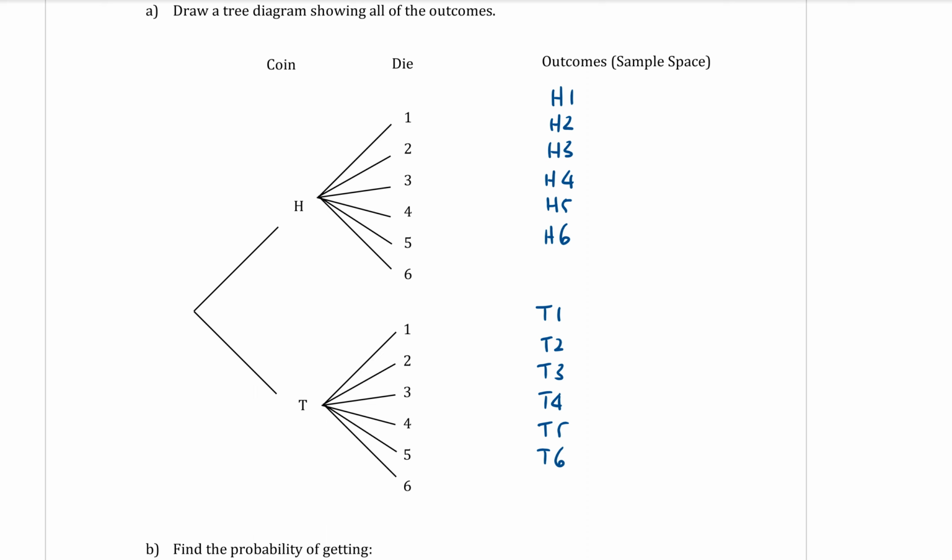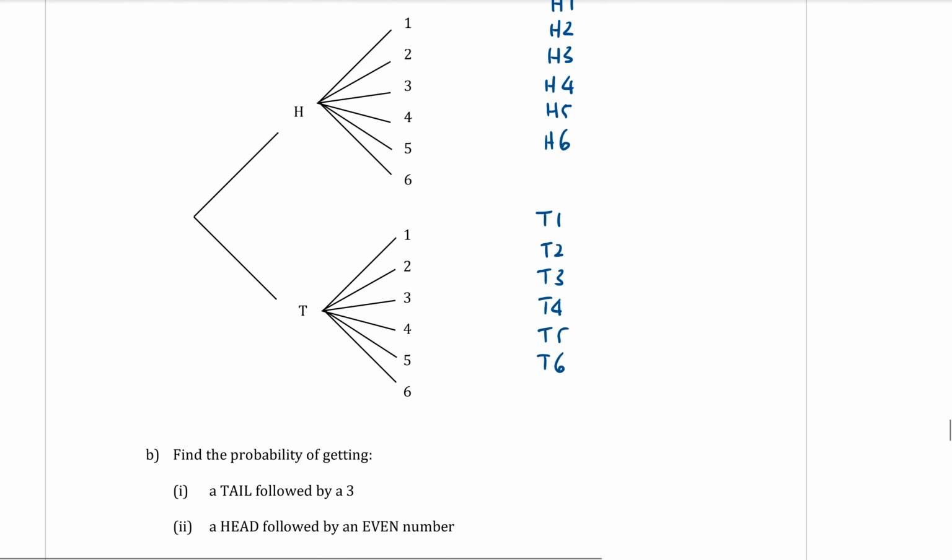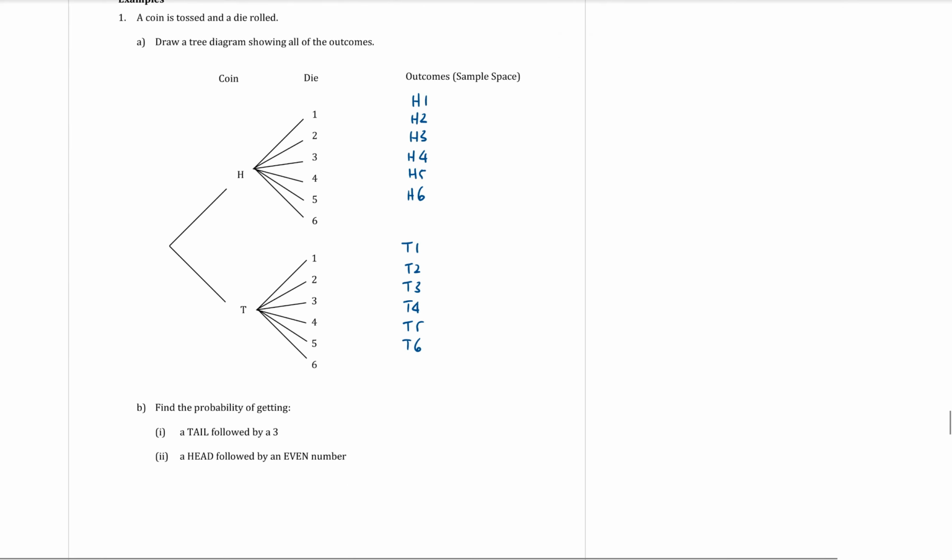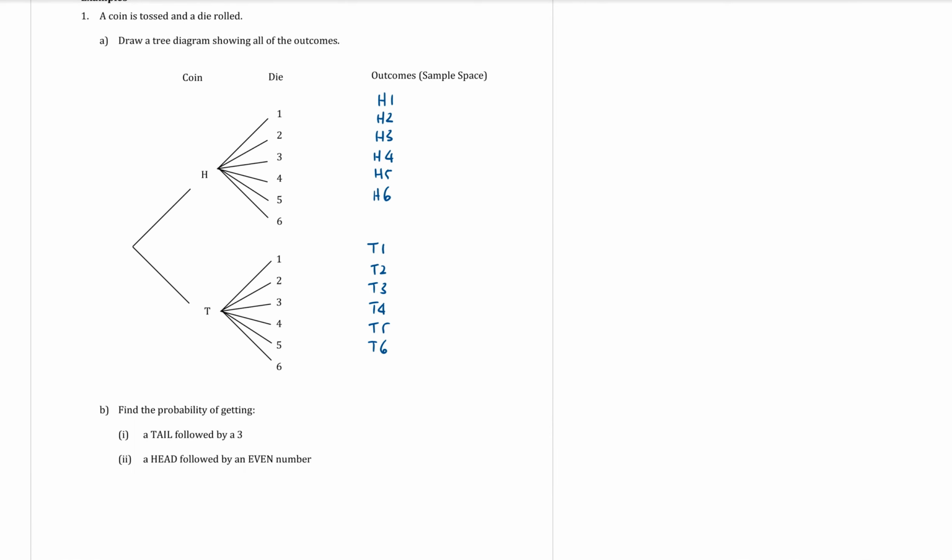From that, we of course will need to answer some probability questions. So question 1b. Find the probability of getting a tail followed by the number 3. So tail, then a 3, there it is. There is only one of them. So the probability is going to be equal to 1 out of my 12. That's it. You could, if you want to put some notation on there, you could put P for probability of a tail, then a 3.